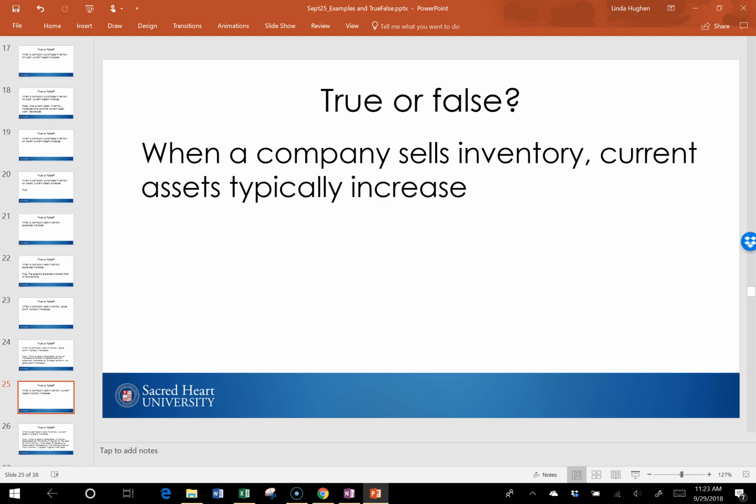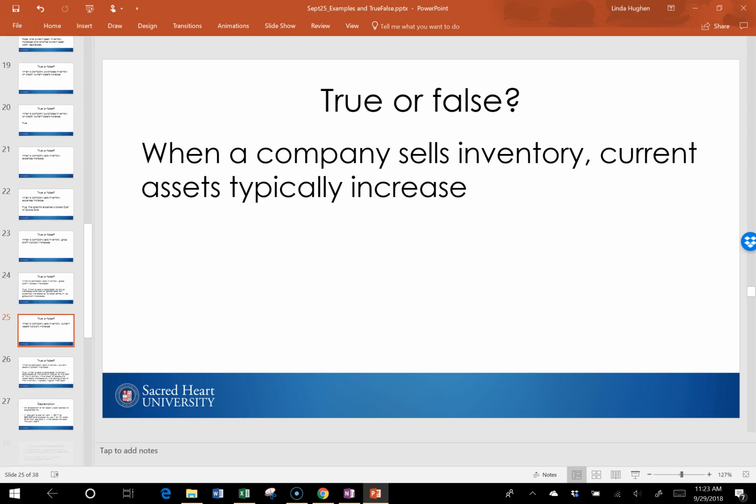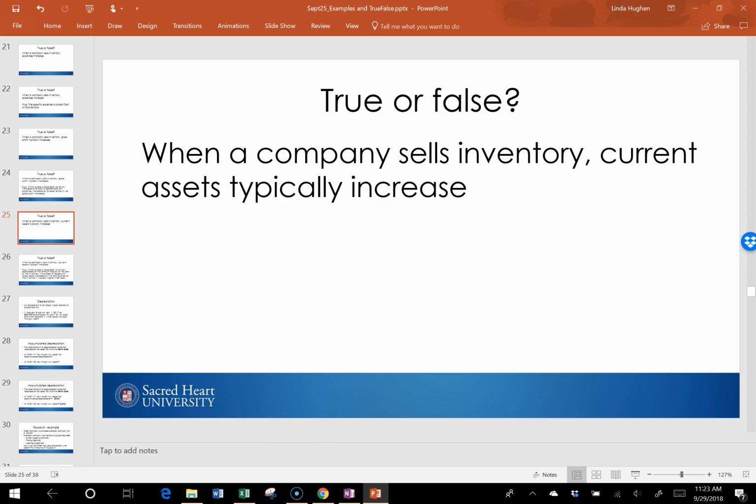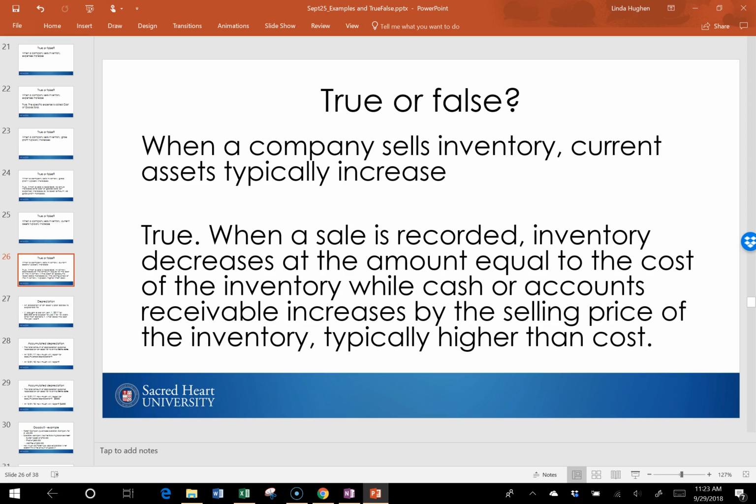When a company sells inventory, current assets typically increase. True or false? True. When the sale is recorded, inventory decreases at the cost of the inventory, and cash or accounts receivable increases by the selling price of that inventory.